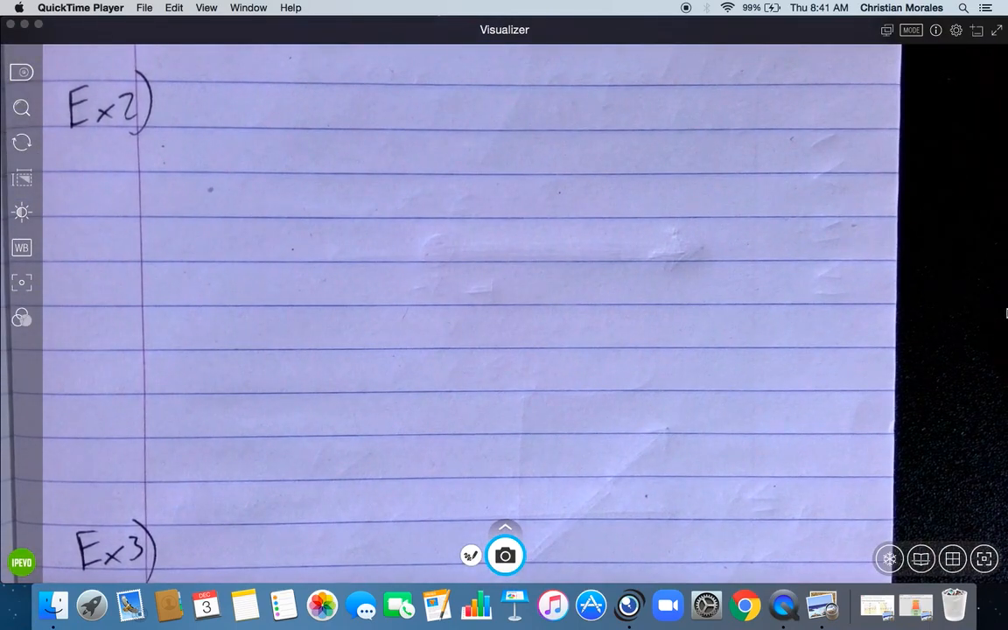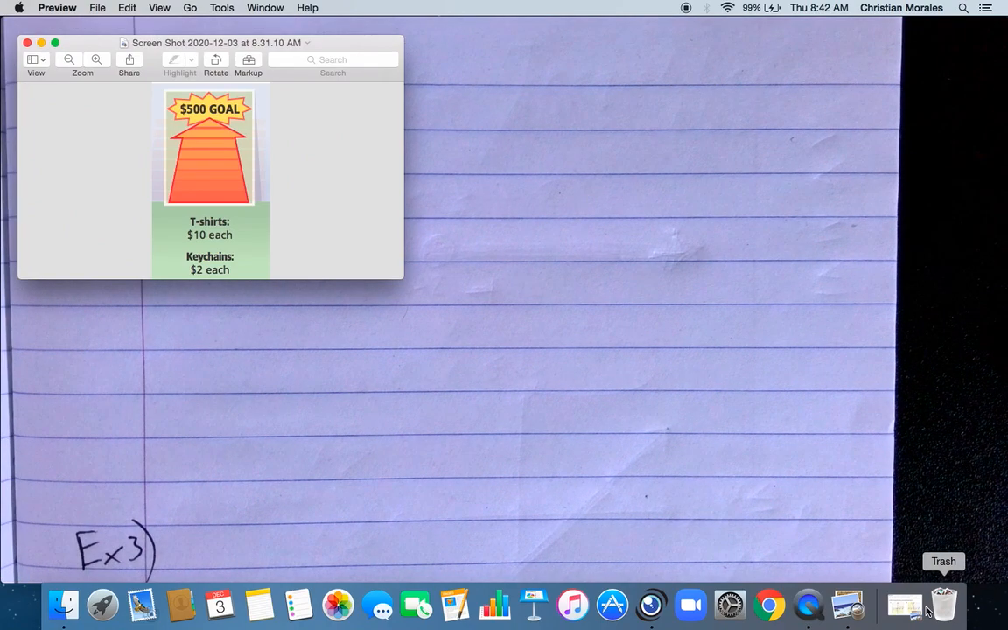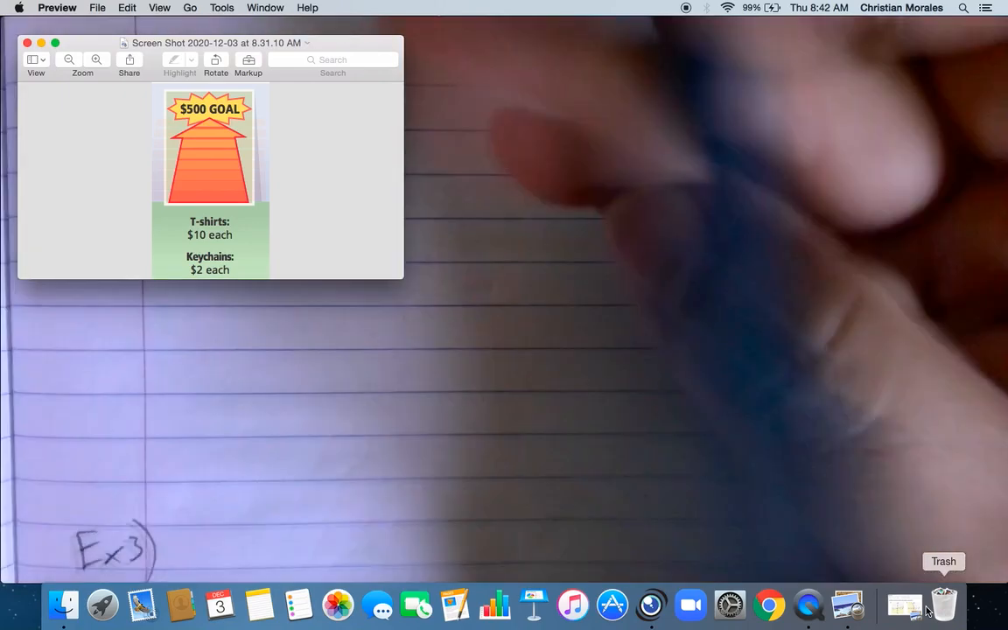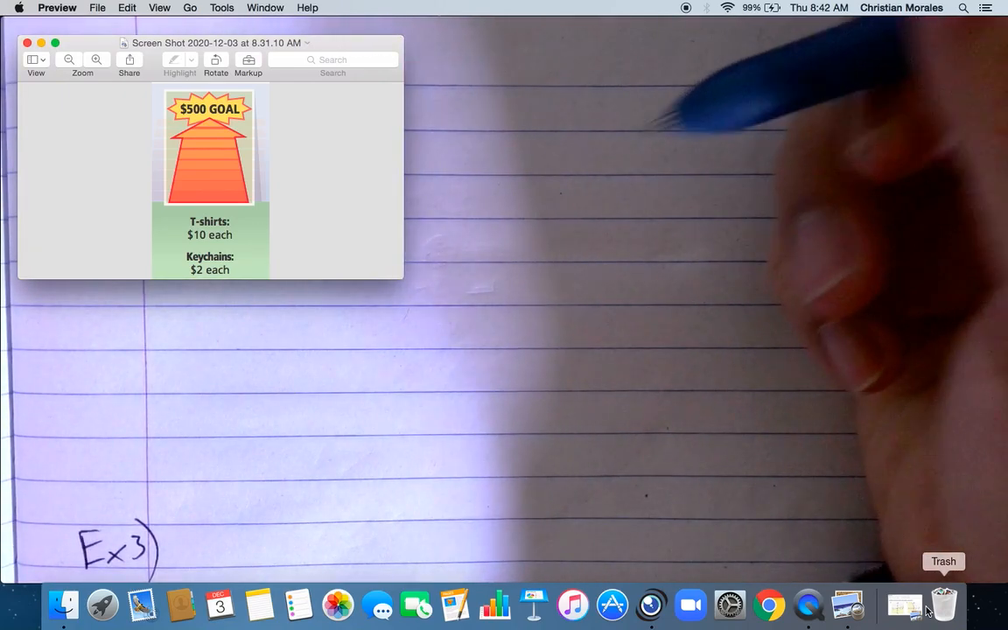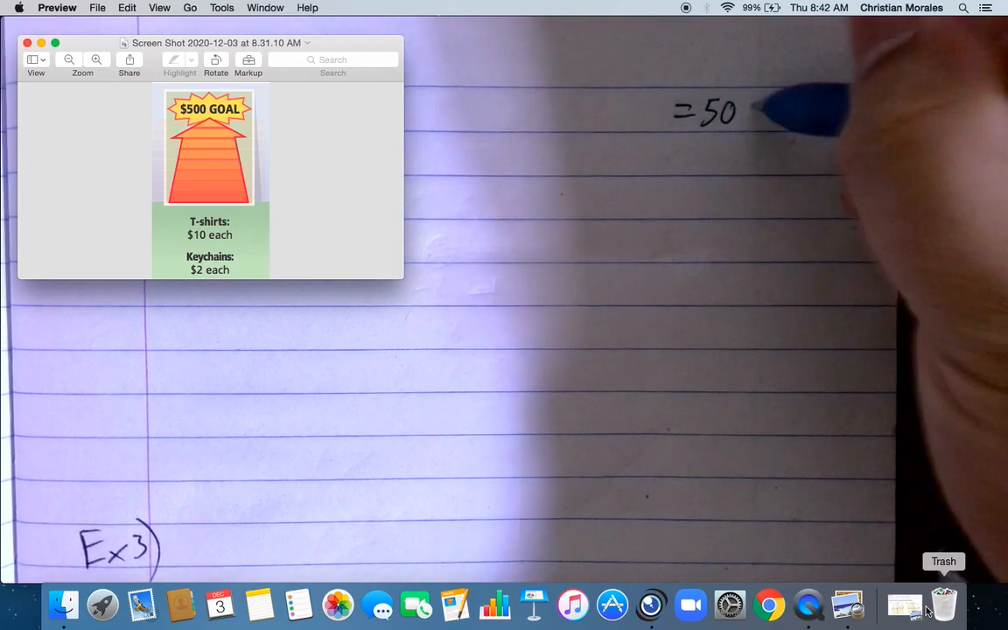The next is a word problem. So there is a club that is fundraising, and they are selling t-shirts and keychains for $10 for t-shirts and $2 for the keychains. They have a goal of raising $500. Okay, so here's the deal. Normally we would just say, okay, there's an equation. They want to raise 500 bucks. What is the total they want? They want it equal to 500.